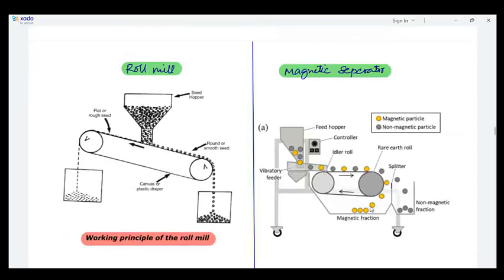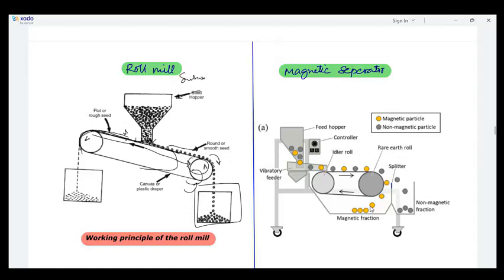The principle of the roll mill is very simple. The seed hopper is in an inclined manner, where the heavy seed will fall off. This is rotating in a clockwise direction, both the things. This is the belt, and if the seeds fall on the belt, the rough seeds will attach to this particular surface, so they will be following here. But the smooth and lightweight seeds will roll down and come to the other box. So this is how the separation is done based on surface texture.